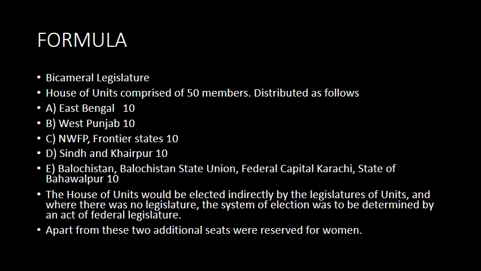It means the House of People will elect the members for the frontier states, the Balochistan States Union, and the federal capital. So in simple words, the election for the House of Units was to be carried out by indirect means, like what we practice nowadays for the Senate. The members of the House of Units would be elected by indirect election. Apart from these, two additional seats were reserved for women as well.